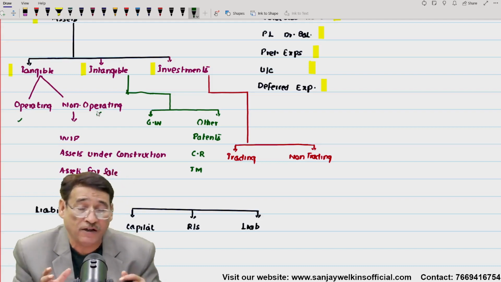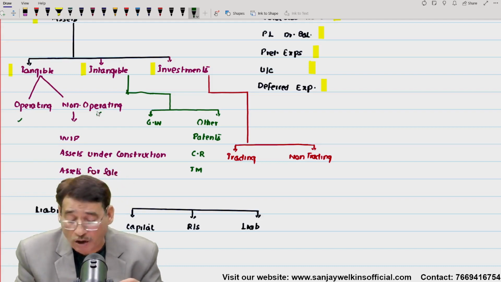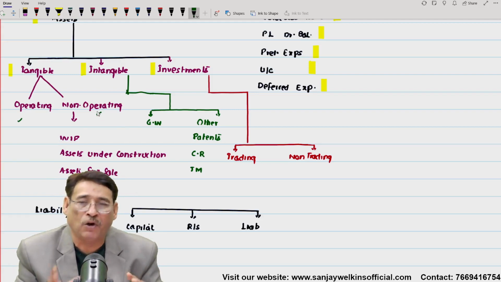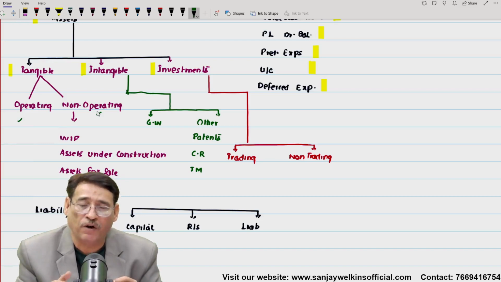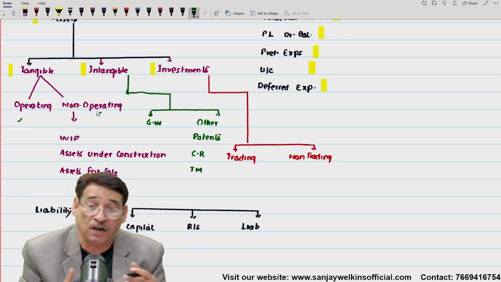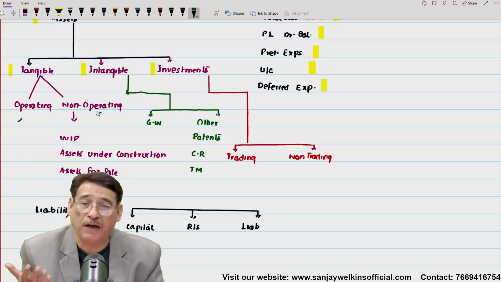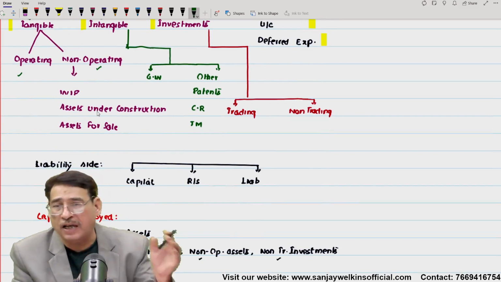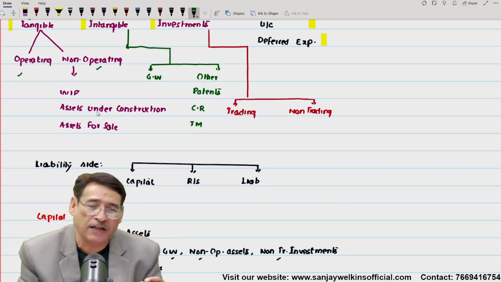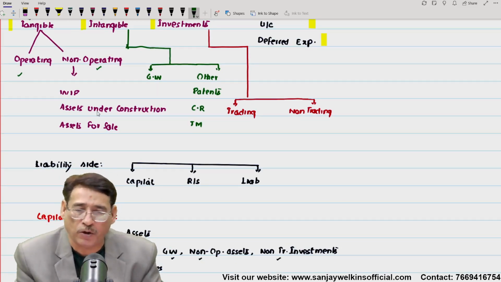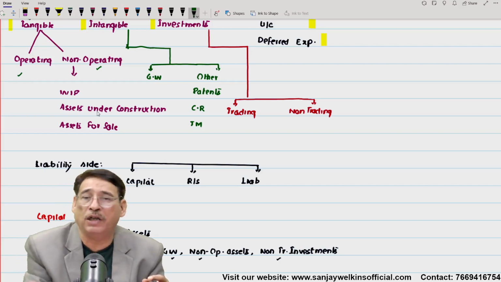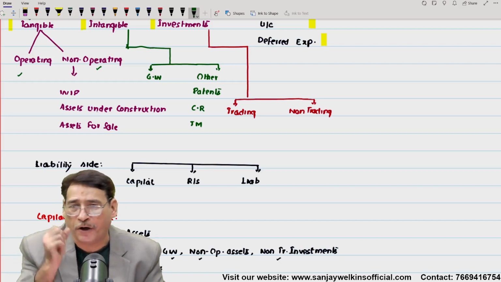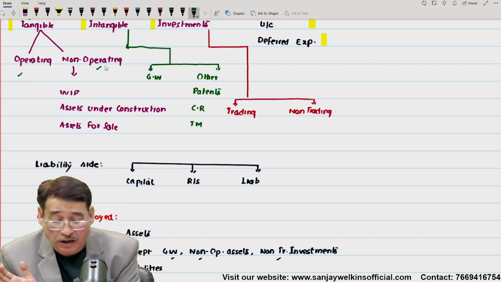So here, you must have noticed that you are not aware of this particular point. What are non-operating assets? Non-operating assets, for example, work in progress in the balance sheet, or any asset which is still under construction, or any asset which you have kept for sale. So non-operating assets are assets, no doubt about that, but you are not using those things for your business operations. So that is why they are non-operating assets.